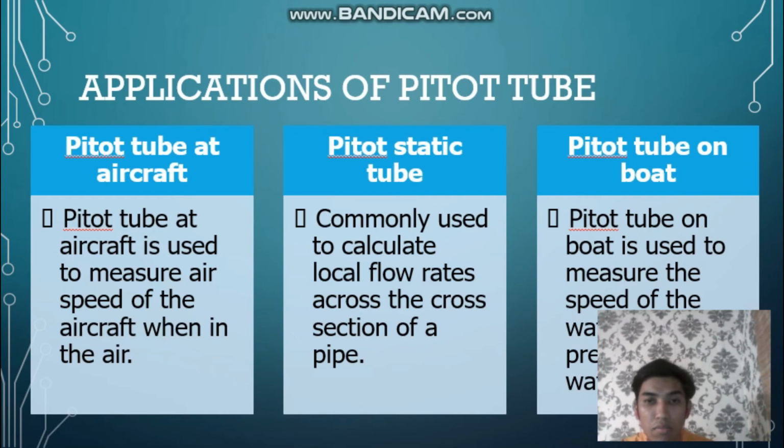Okay, the application of the pitot tube. There are 3 pitot tubes that we have discussed. The first one is on the aircraft. The second one is the static tube, and the last one is on the boat. The first one, on the aircraft, is used to measure the speed of the aircraft. The second one is used to calculate local flow rates across the cross section of a pipe, and the last one is used to measure the speed of the water and the pressure of the water.